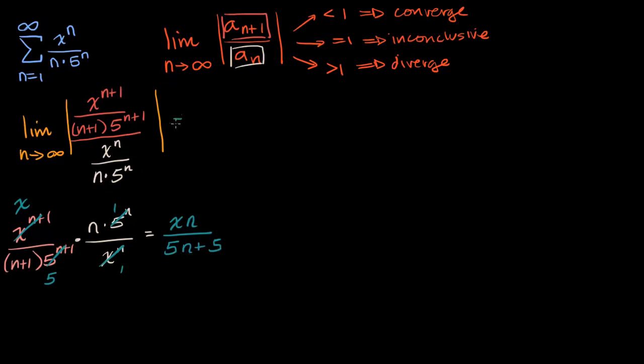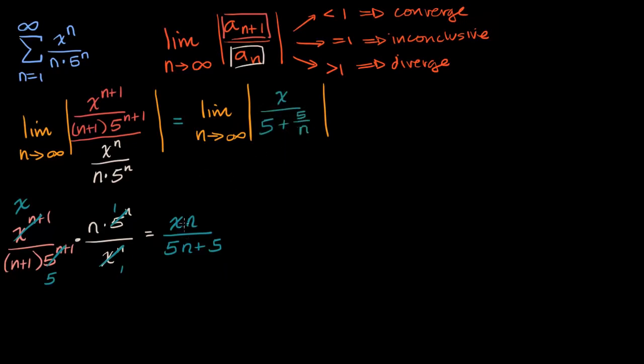This is going to be equal to the limit as n approaches infinity of the absolute value of this thing. And actually, to help us with this limit, let me rewrite it a little bit. Let me divide the numerator and the denominator both by n. I'm not changing the value. I'm doing the same thing to the numerator and the denominator. I'm dividing it by the same value. So if I divide the numerator and the denominator by n, this is going to be the same thing as x over 5 plus 5 over n.